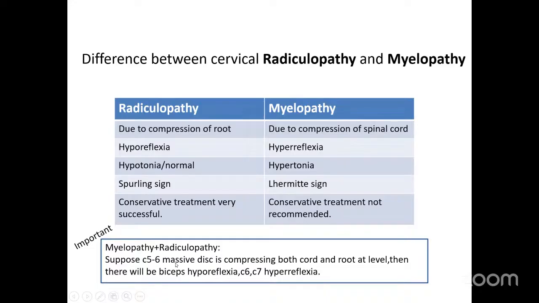So for example, a patient has a C5-C6 massive disc bulge, which is compressing both cord and root at that level, right? The disc is massive, so it will compress both root and cord. So as the disc is between C5 and C6, the reflex due to C5, that is biceps, would be suppressed because the C5 nerve root is compressed. Whereas below C5, everything will be hyperreflexia due to myelopathy, that is C6 and C7, right? So this is how you elicit the level in your exam through clinical examination without looking at the MRI.